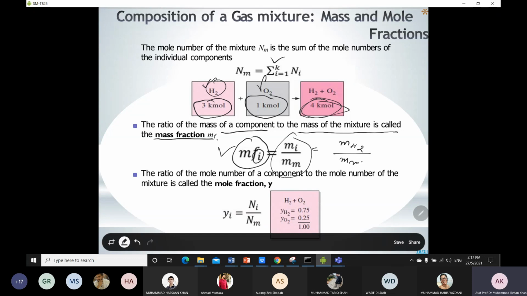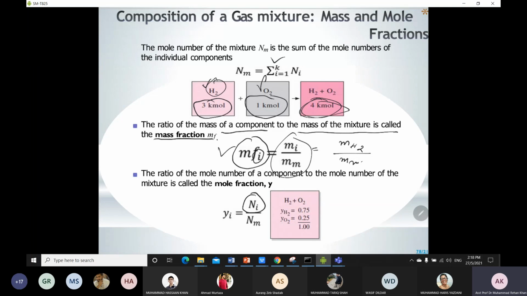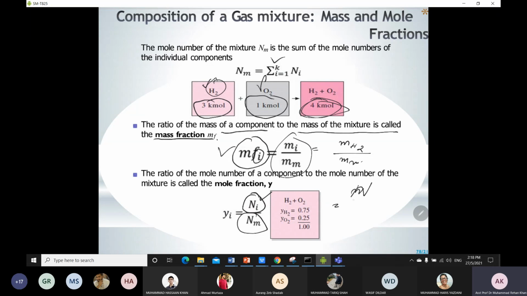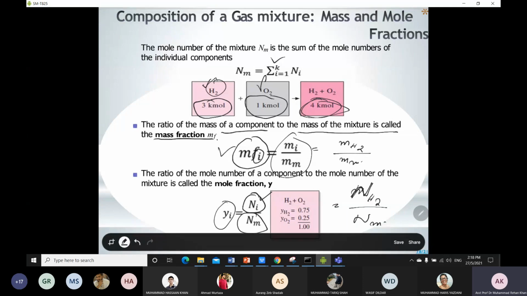In a similar way, if we are more focused on the mole fraction, to find the mole fraction we just have to find the number of moles of the individual component and divide by the number of moles of the mixture. For example, to find the mole fraction of H2 in the gas mixture, we need the number of moles of H2 and the number of moles of the mixture. We will get the term y_i, and the mole fraction is denoted with a small y.